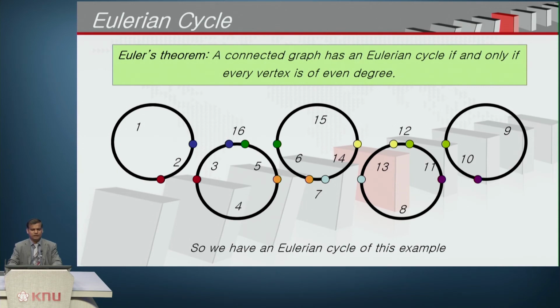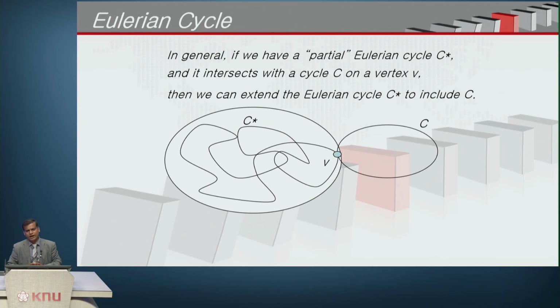Yes, this is a simple example that we have just seen. So in general, if we have a partial Eulerian cycle C star and it intersects with a cycle C on a vertex V, then we can extend the Eulerian cycle to include C. Say for example, in this figure you would notice that we have a partial Eulerian cycle C star, and it intersects with the cycle C. Did you notice that the cycle C is being intersected on a vertex V? That is the part where it intersects. Then we can extend this Eulerian cycle C star to include C.